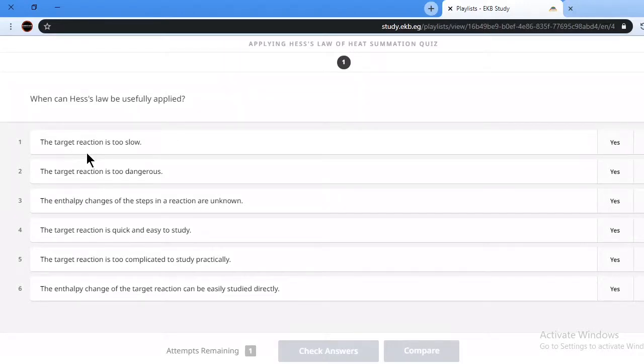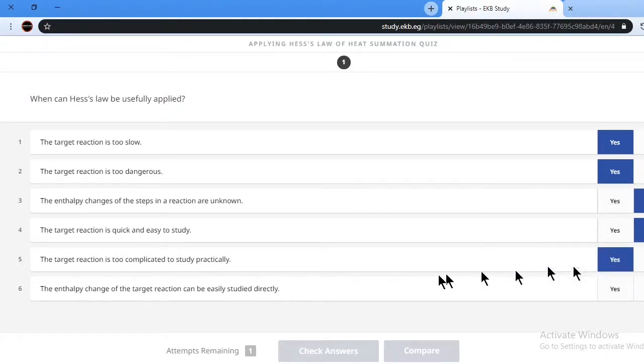The target reaction is too slow. Yes, the target reaction is too dangerous. So this statement is right. The enthalpy changes of the steps in a reaction are unknown. No. The target reaction is quick and easy to study. No. The target reaction is too complicated to study practically. Okay, this statement is correct. The enthalpy change of the target reaction can be easily studied directly. No.